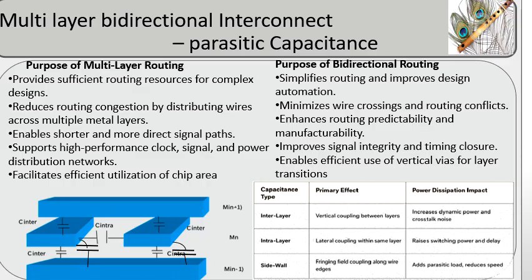These parasitic capacitances increase the effective load seen by the driving circuits, resulting in slower signal propagation, higher dynamic power consumption, cross-talk noise, and increased switching delay. Excessive coupling can also introduce signal glitches and timing uncertainty, degrading overall circuit performance. To minimize these effects, adjacent metal layers are commonly routed in orthogonal directions, reducing capacitive coupling and improving signal integrity in high-density designs.